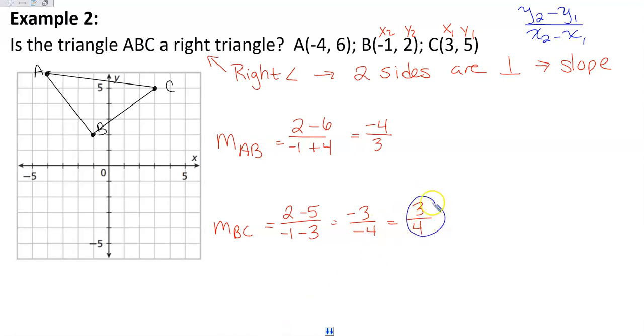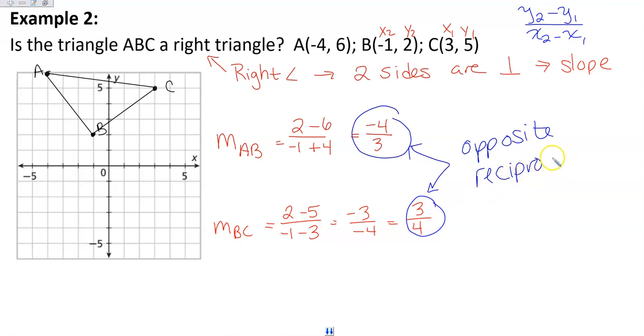So what we're going to look at is here and here, and notice that these two are opposite reciprocals. And if they are opposite reciprocals, that means that they are perpendicular slopes. So that means that triangle ABC is a right triangle.